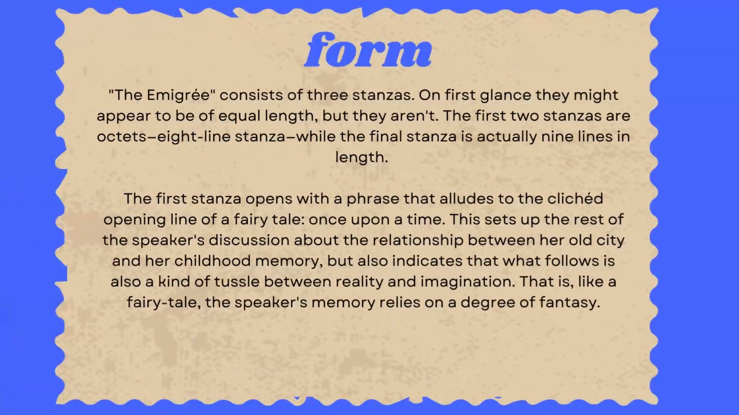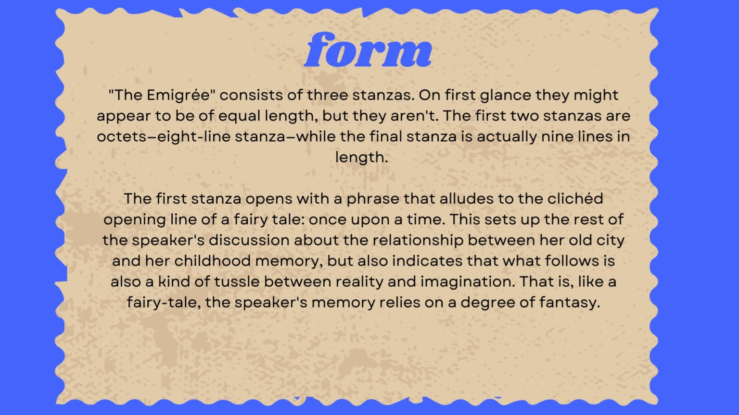The Emigree consists of 3 stanzas. On first glance, they might appear to be of equal length, but they aren't. The first 2 stanzas are octets, 8-line stanzas, while the final stanza is actually 9 lines in length.